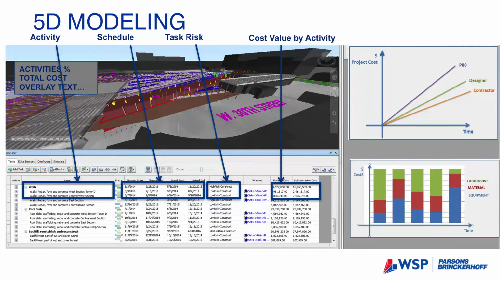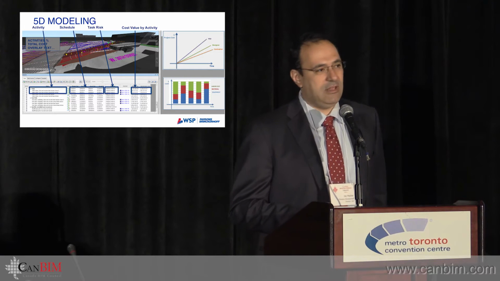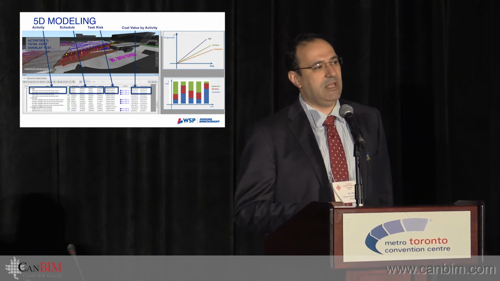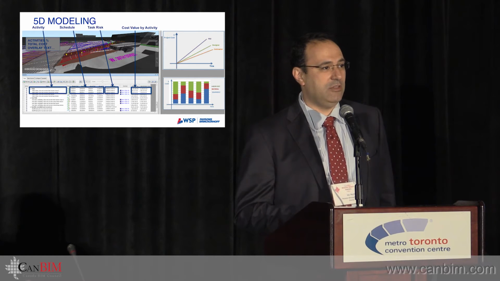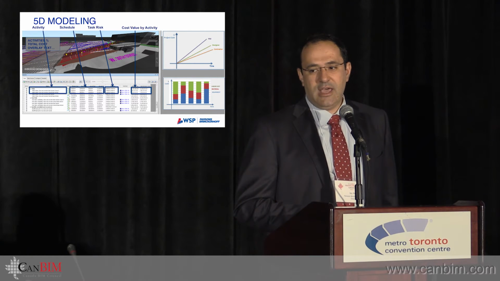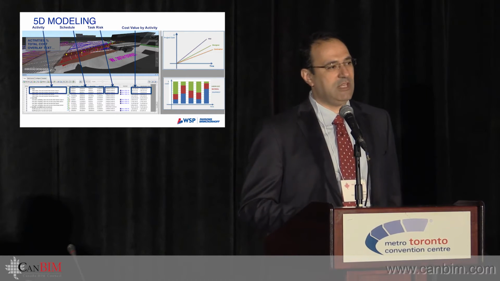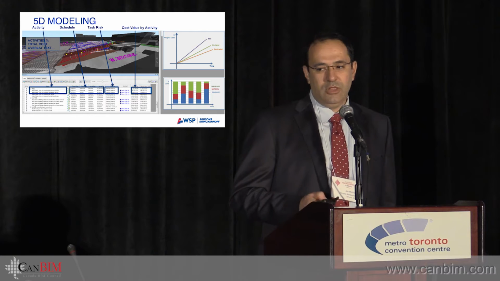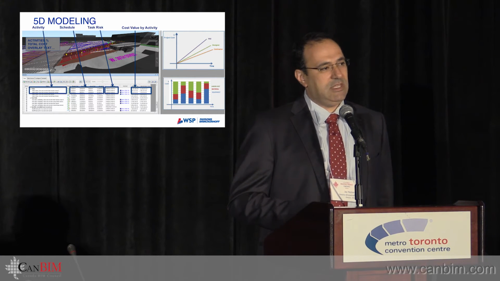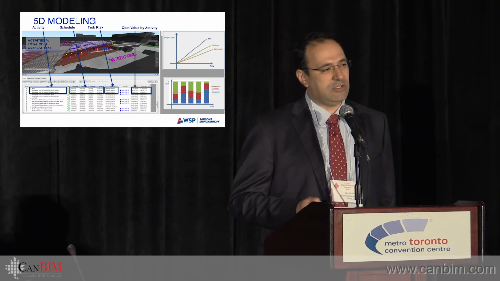So this is an example of some of the dashboards and the 5D modeling research that we've been doing. So now I have my 3D geometry and project information in one portal. I have my activities. I have my planned and actual schedules, so I can baseline it and look at the associated risks based on the schedule differences. And then I have my cost value by activity. So if I cost load my schedule, I'll be able to look at a 5D model and then see the progress and cash flow across time.